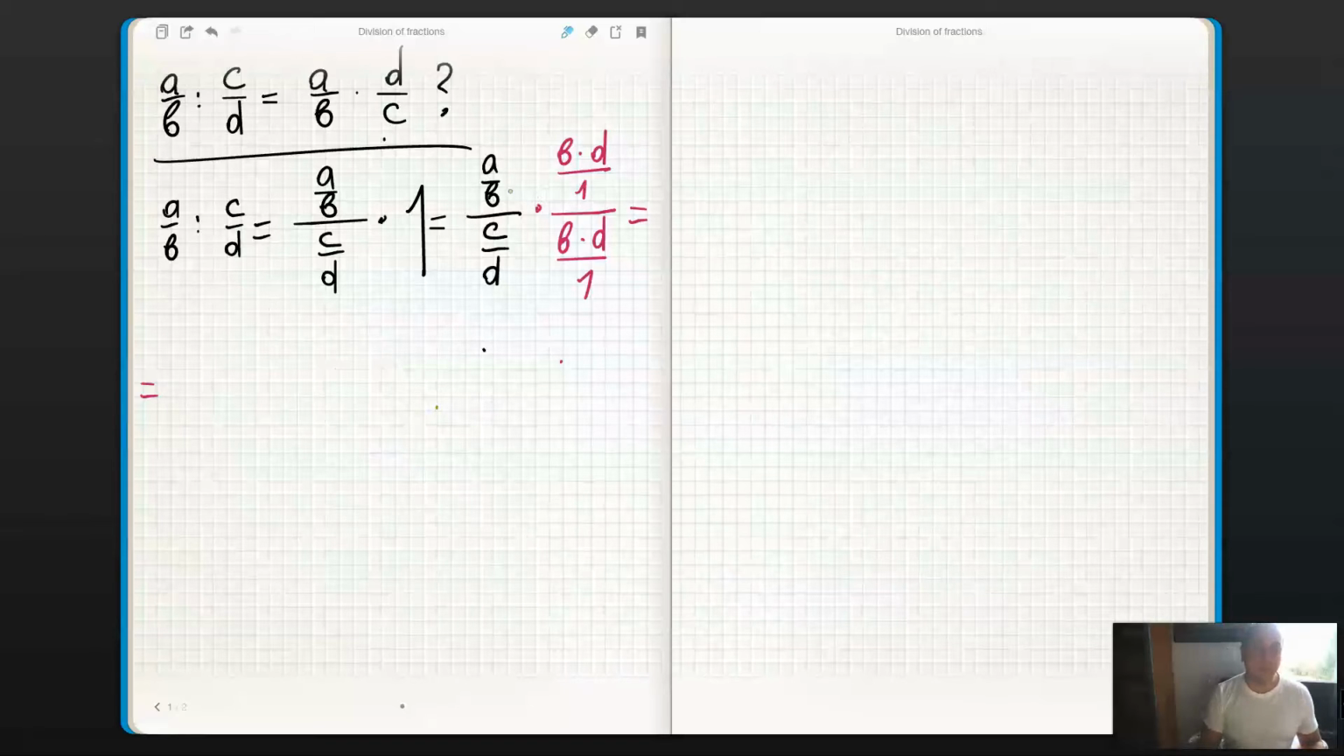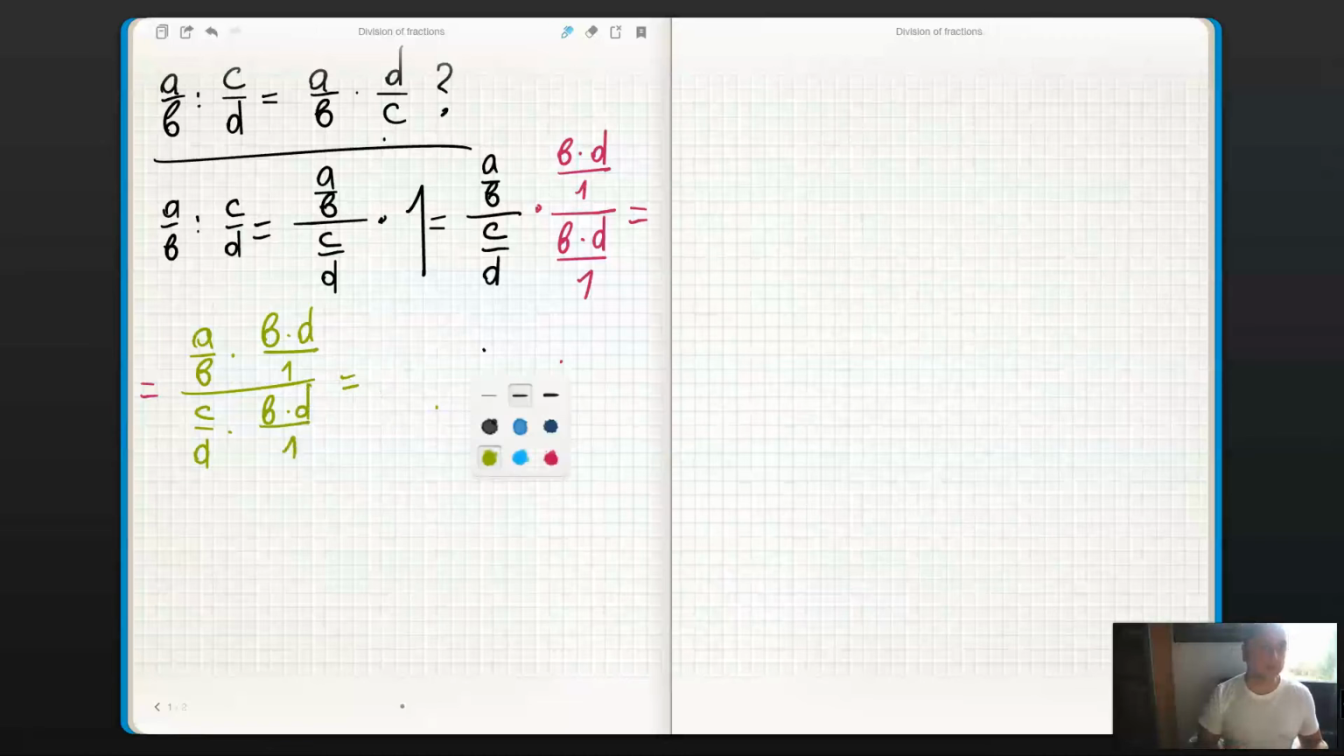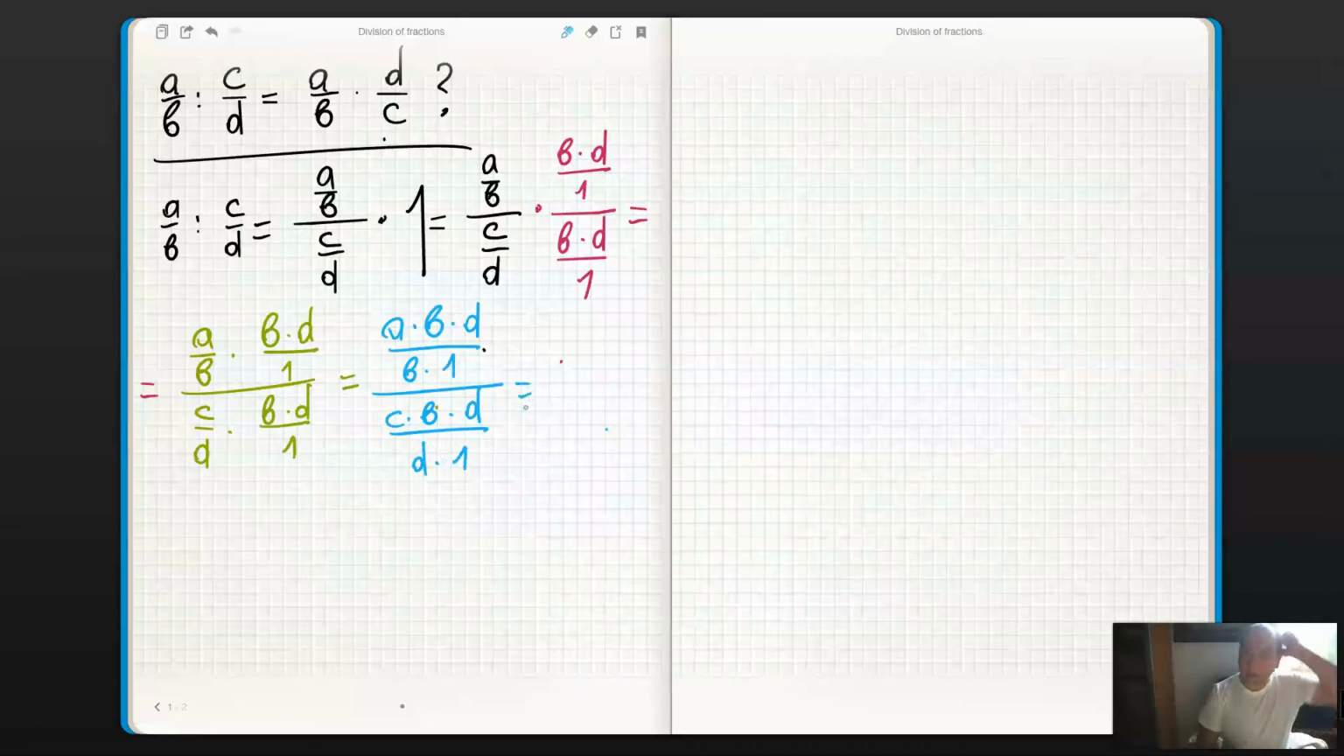So we just multiply numerators and denominators of both fractions, the black one and the red one. That means we have A divided by B times B times D divided by 1, divided over C divided by D times B times D divided by 1, as you can see. So now we again have two fractions in the numerator and two in the denominator. We also multiply them the way we know it. So this is A times B times D divided over B times 1, divided over C times B times D divided over D times 1, as you can see. All right? Does it make sense?